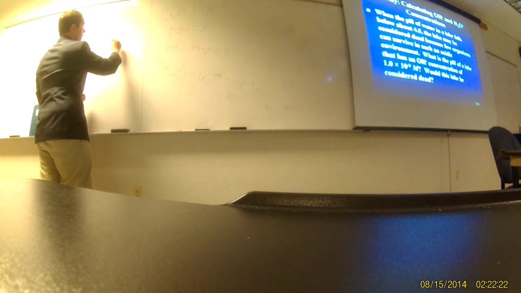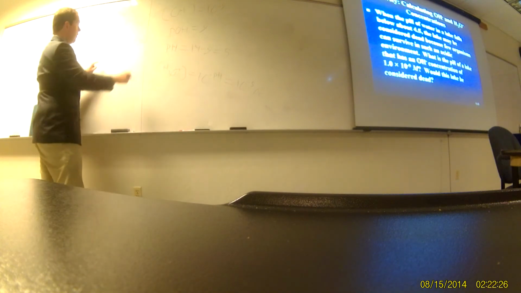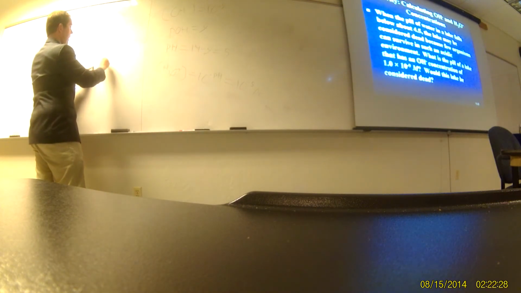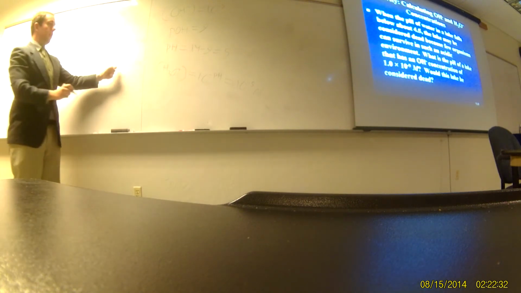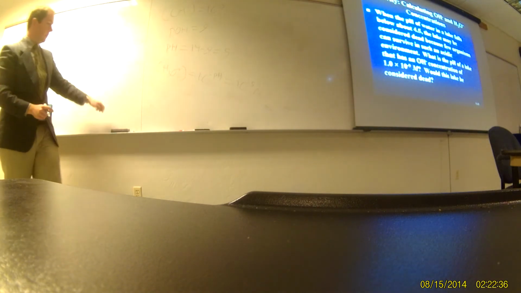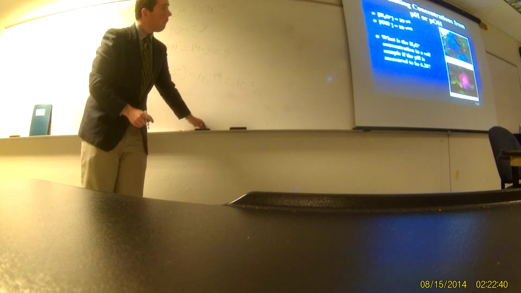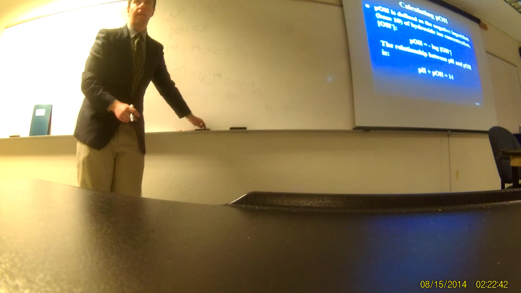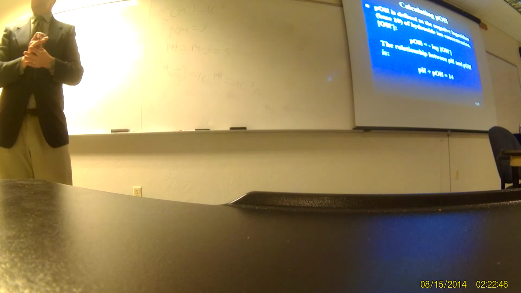pH plus pOH equals 14. And so because 5 plus pOH equals 14, I'm solving it for pOH. The pH plus the pOH add up to be 14.